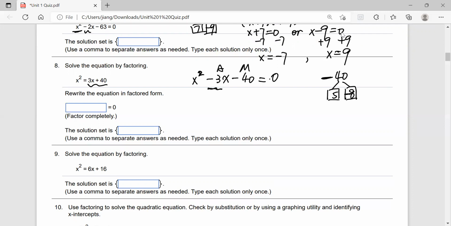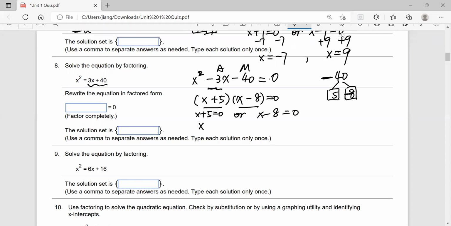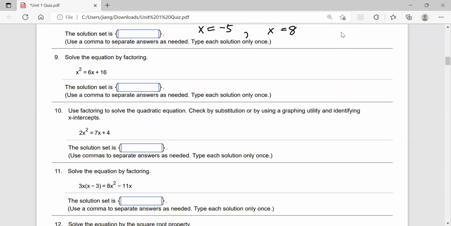So 8 is negative. That means I can get a factor form x plus 5 times x minus 8 equals 0. So solve them separately. This x plus 5 equals 0 or x minus 8 equals 0. So both sides subtracted by 5, x equals -5, and then here x equals 8. We have two solutions. And next one, x squared equals 6x plus 16.